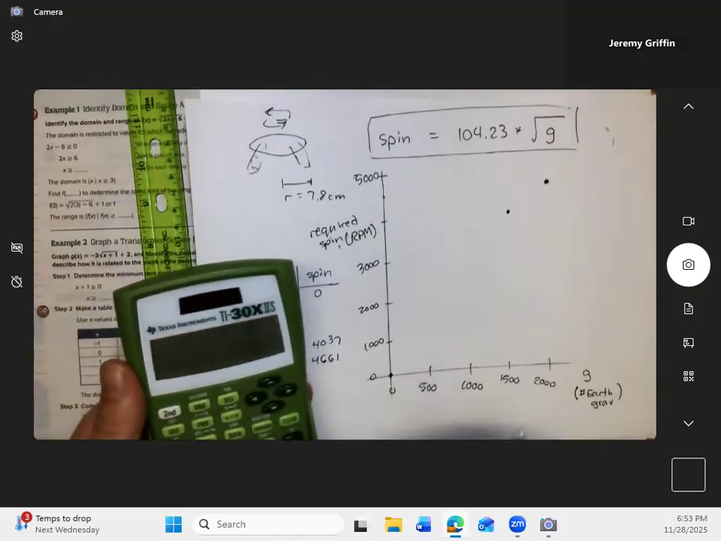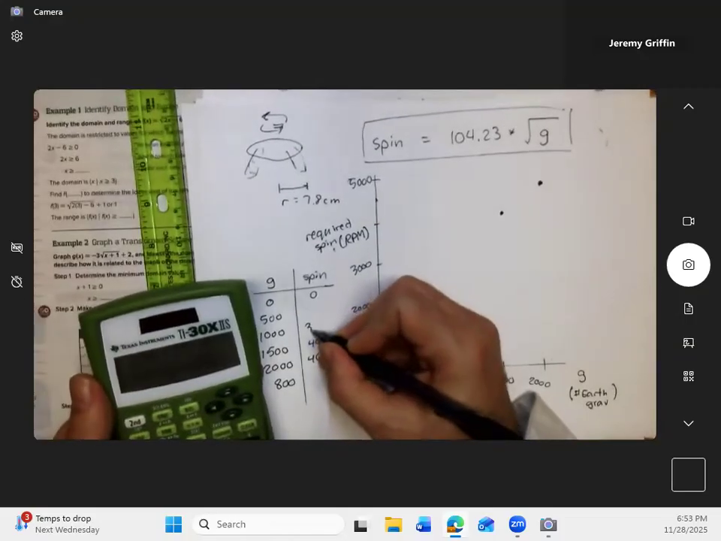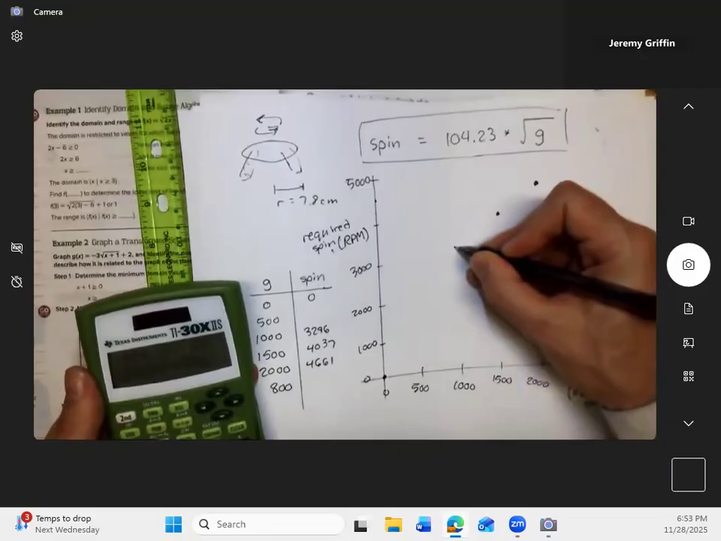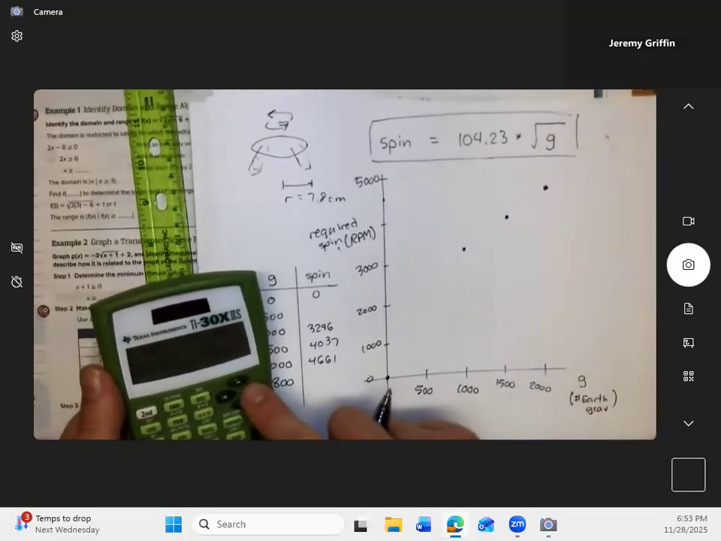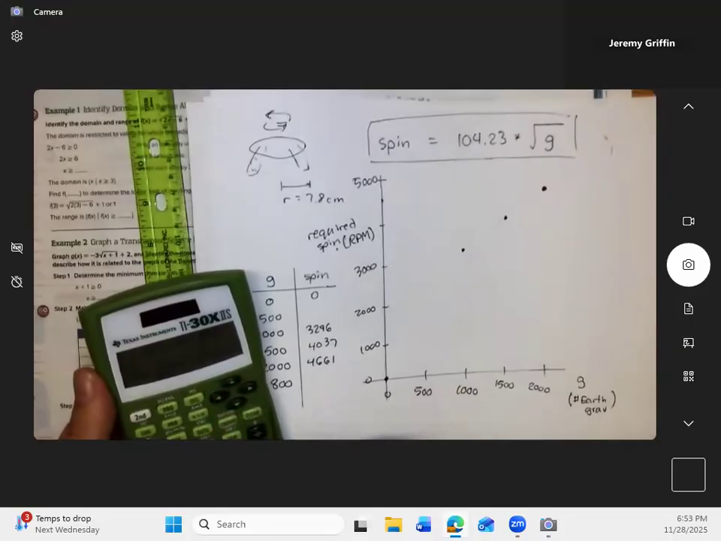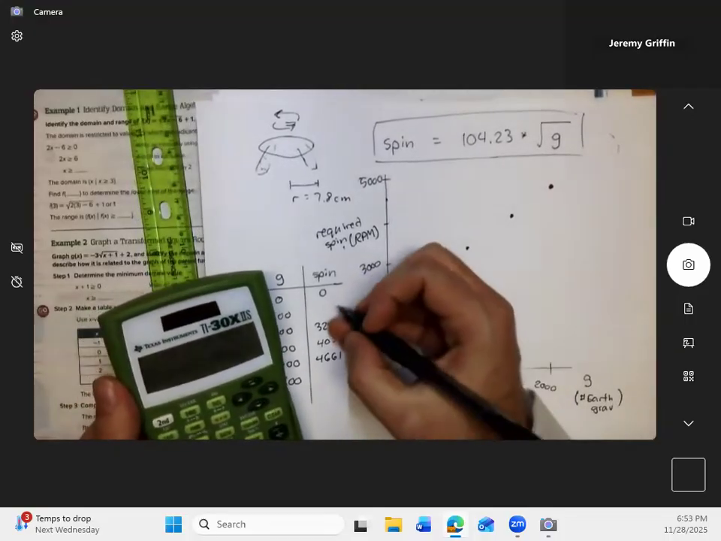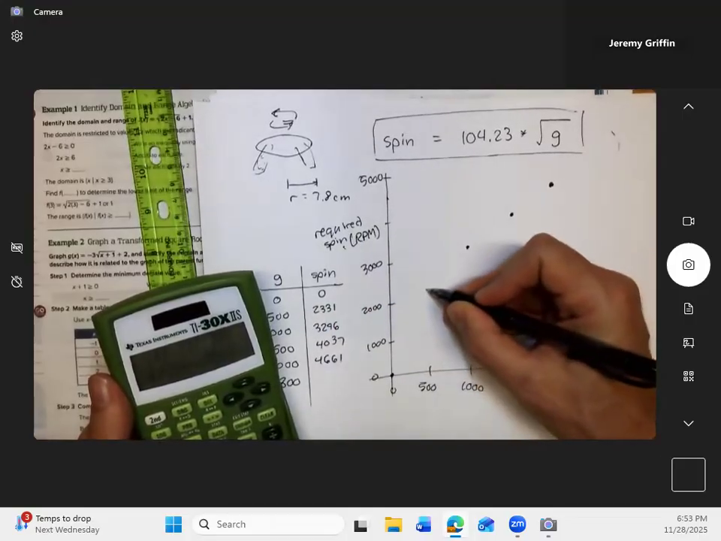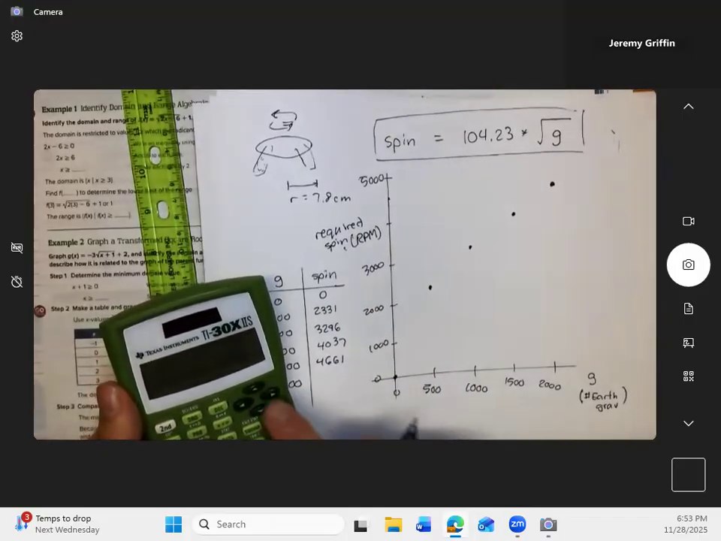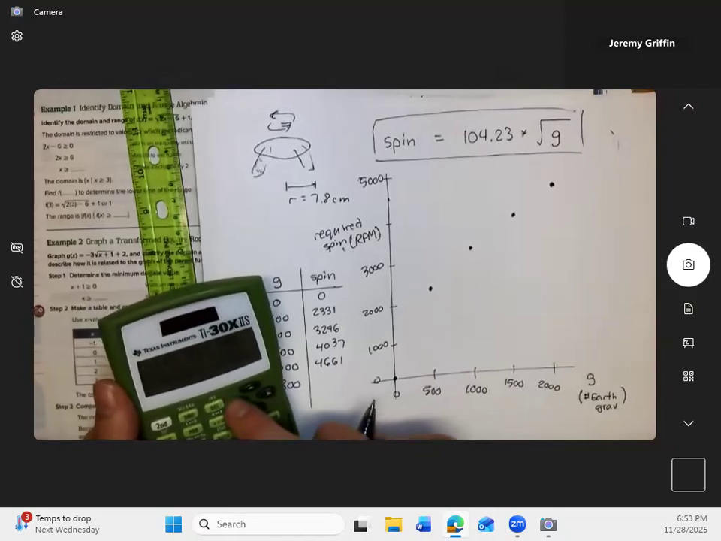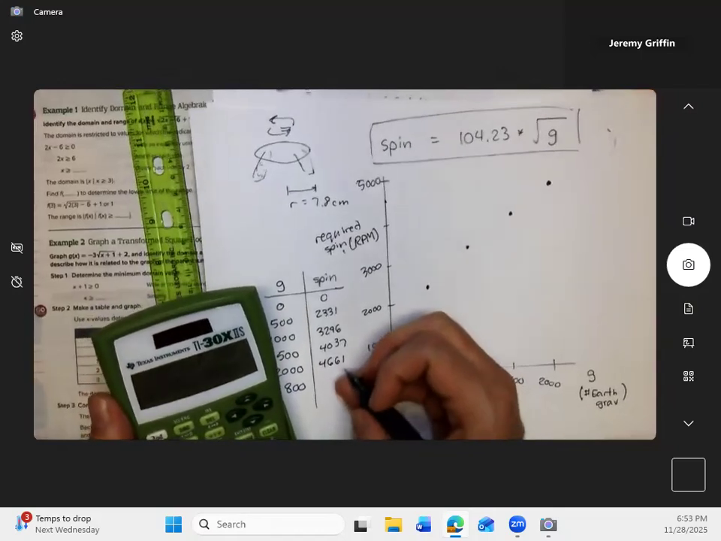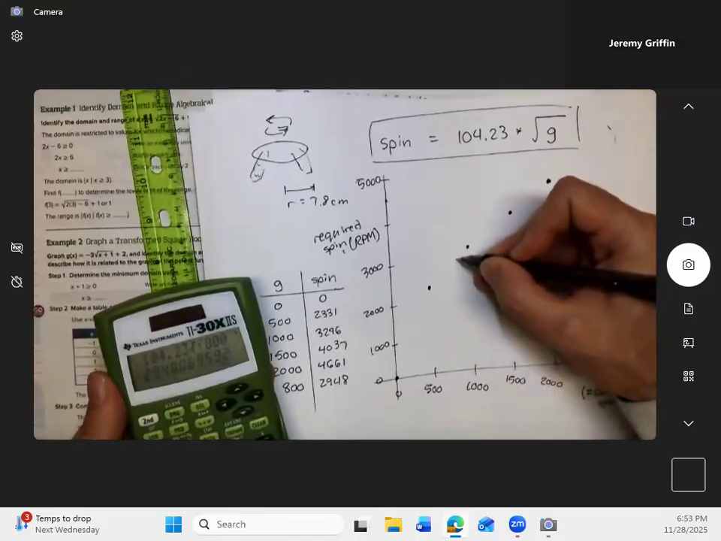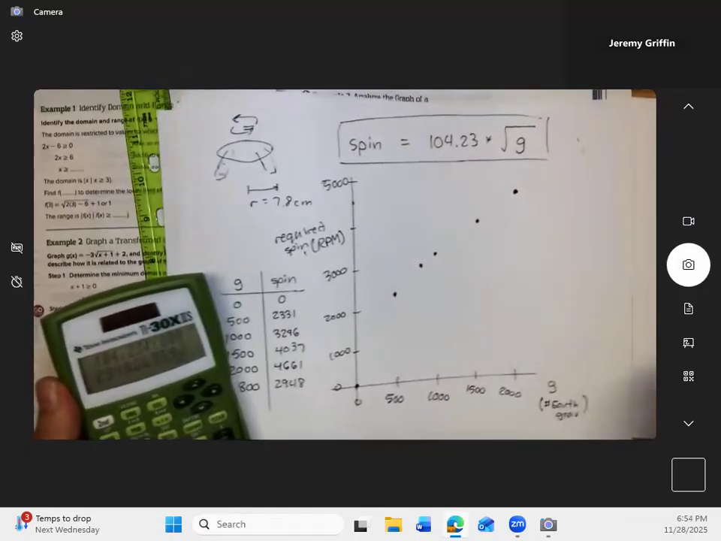Let's go 1,000 even. That's 3,296. So that would be about there. Pretty close. Let's go 500. This looks like 2,331, which is probably about there. And I also threw in 800, so let's do that. 2,948 is probably right there. Okay, stand back and look at them.